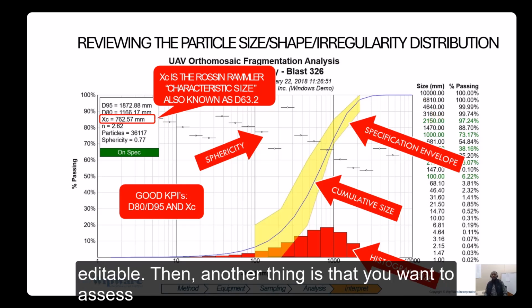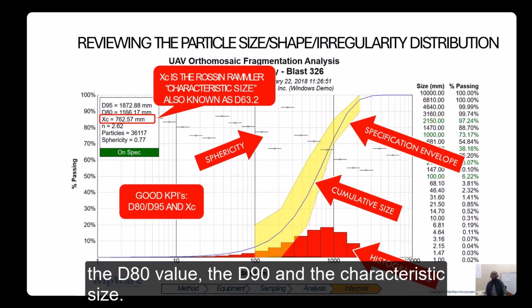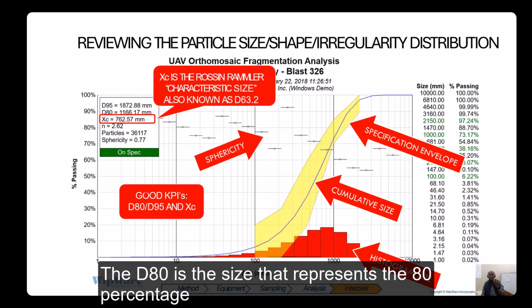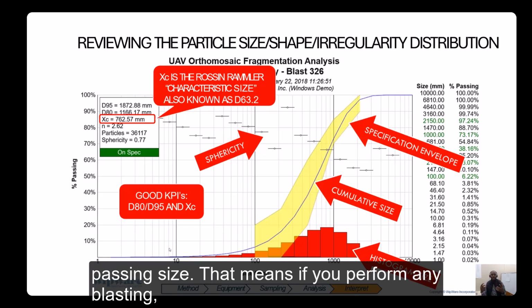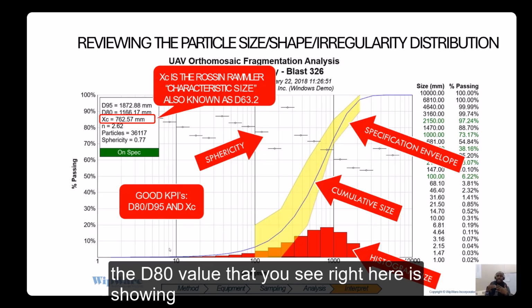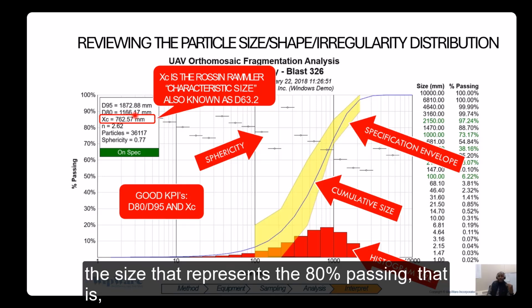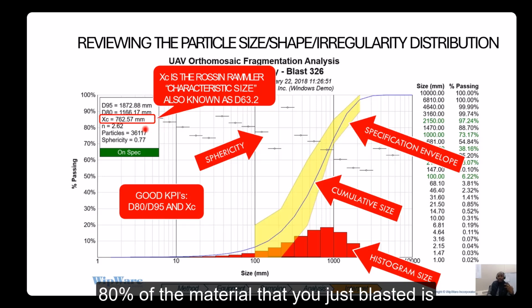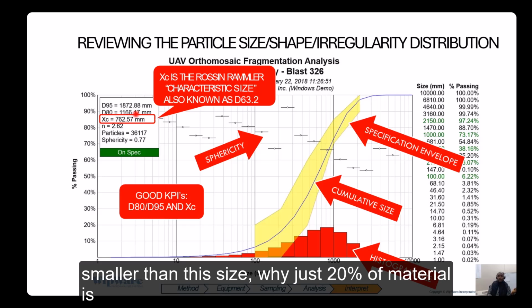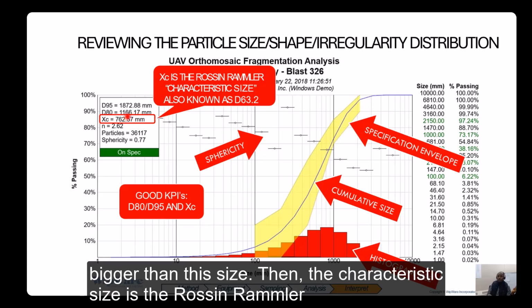Another thing is that you want to assess the D80 value, the D90, and the characteristic size. The D80 is the size that represents the 80% passing size. That means if you perform any blasting, the D80 value that you see right here shows the size at which 80% of the material that you just blasted is smaller than this size, while just 20% of the material is bigger than this size.